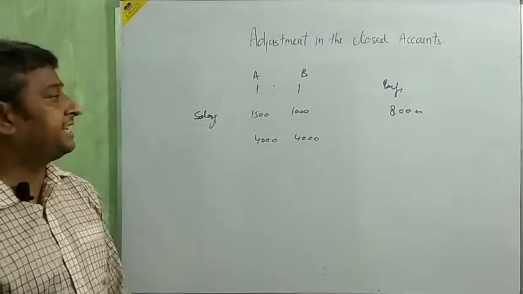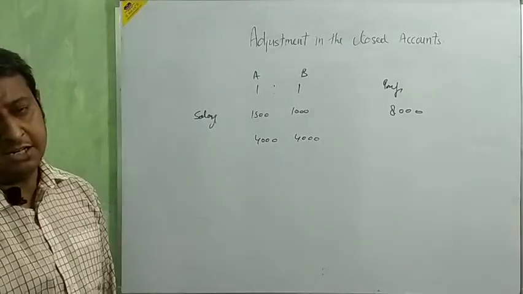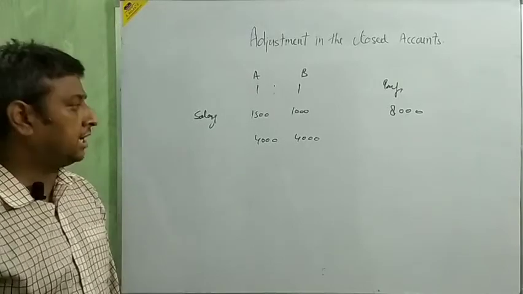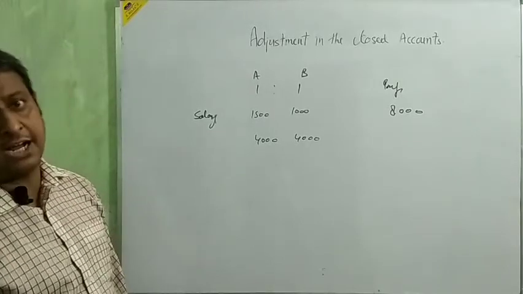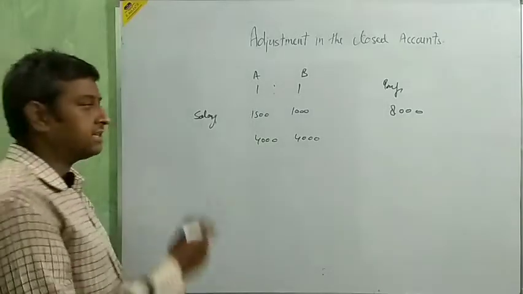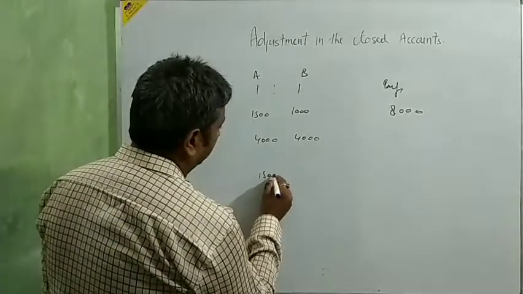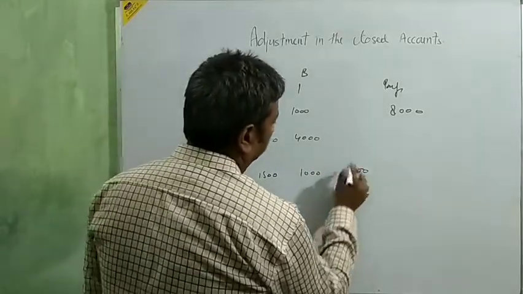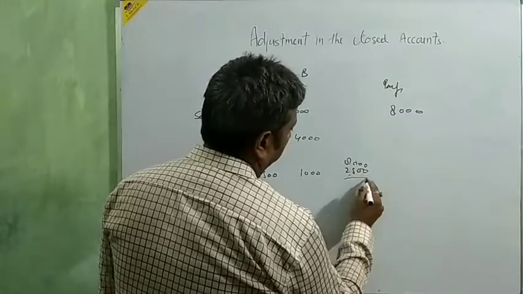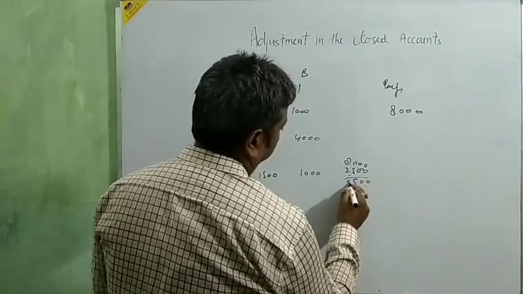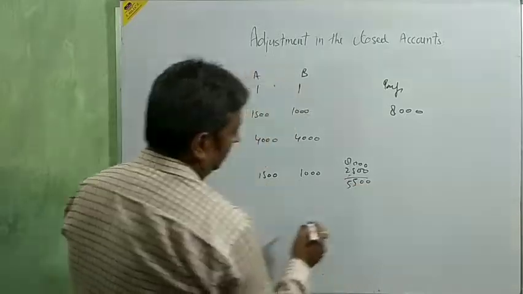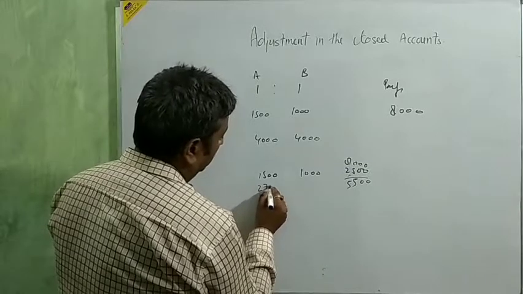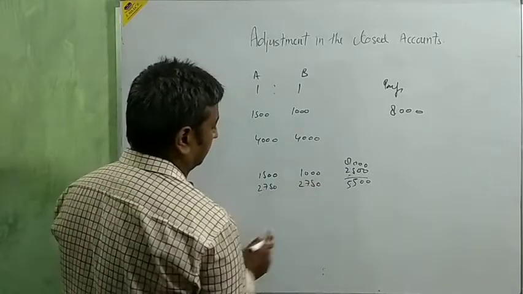But if the case is that you have to provide the salary but you missed it or were not able to provide it, or any other problem is there, then you do not provide it. And after providing it, just see what the effect is. First 1,500 and 1,000, total is 2,500, less from 8,000, what amount is coming? 5,500. 5,500 divided in 1:1, then 2,750, 2,750.